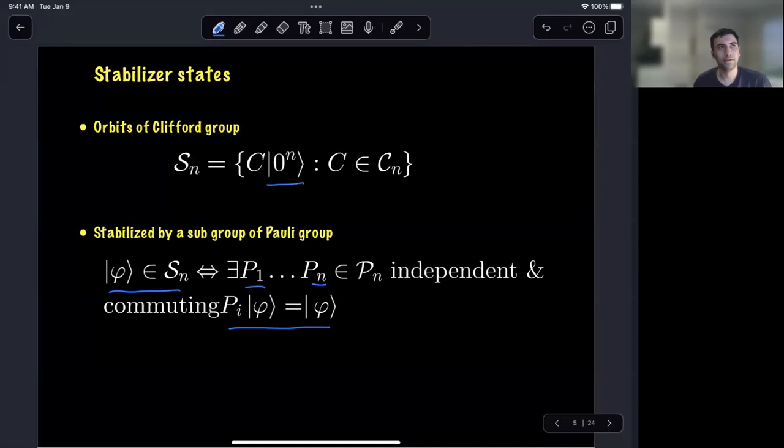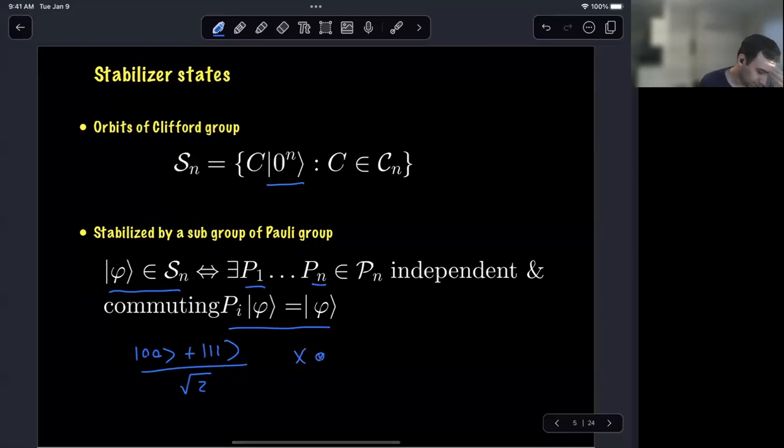There are very important examples of these stabilizer states. For example, all computational basis states are stabilizer states. Also, the Fourier basis is a stabilizer state. And there is a famous example, the EPR pair, which is also a stabilizer state. If you look at this state, you can easily check that it's stabilized by XX and ZZ. So if you apply these two operators, it remains the same.